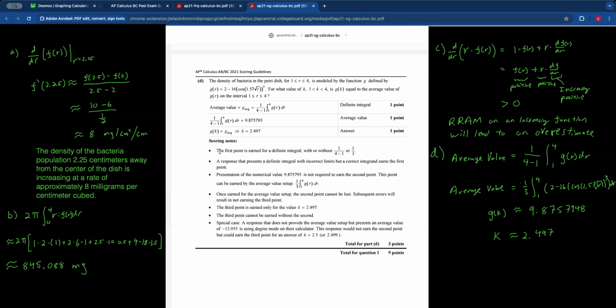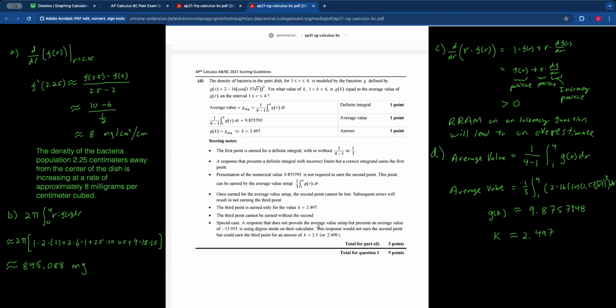But let me see what happens down here. First point is earned for a definite integral, so I would have gotten at least the definite integral point. Presentation of a numerical value is not required to earn the second point. This can be earned by the average value setup. So as long as I set up the average value, thank you, I would have gotten the second point. But again, I would have just missed the third because I wouldn't have gotten that value. So third point cannot be earned without the second. And so you actually need to have this.